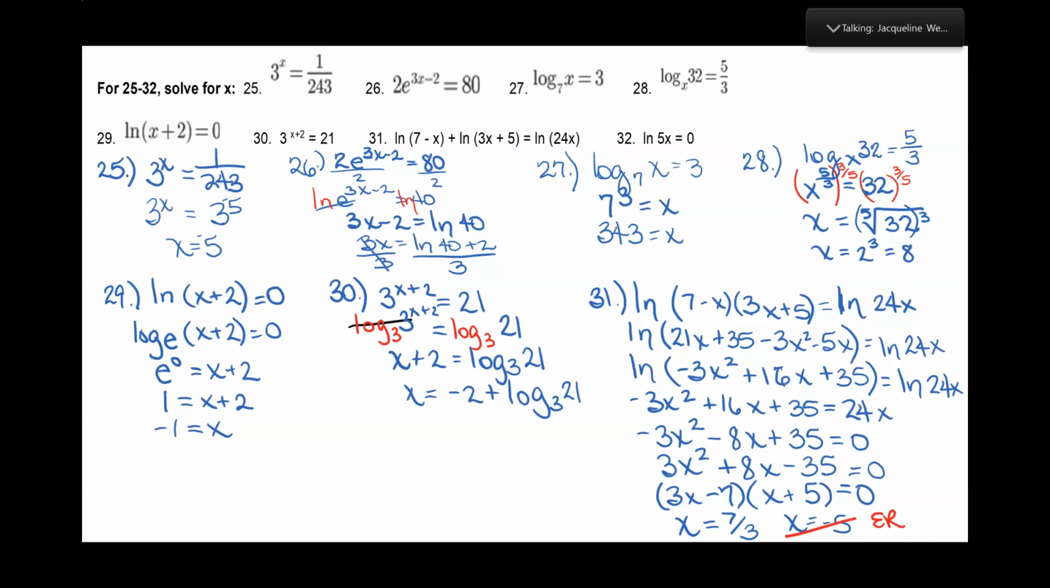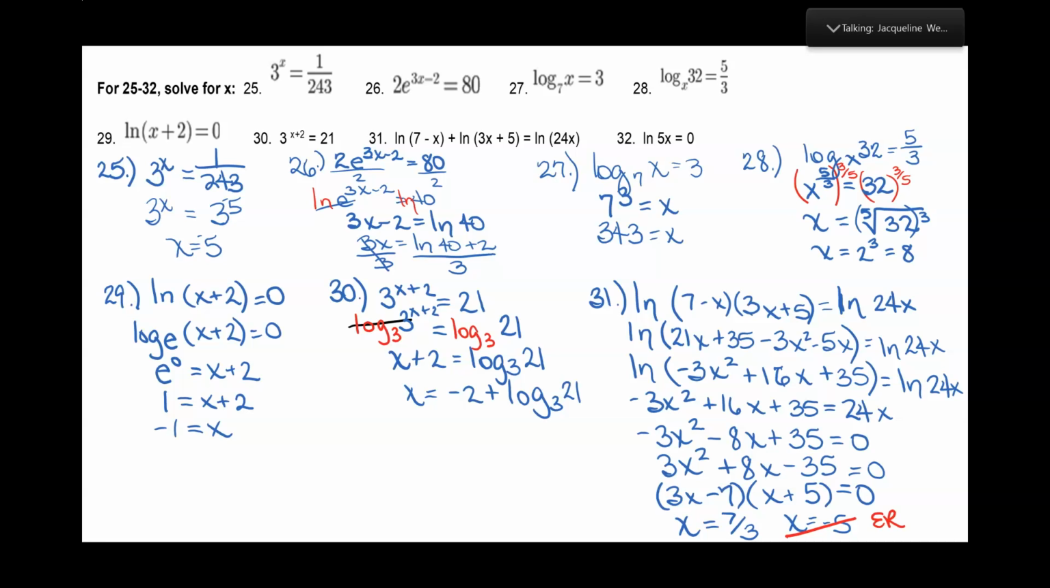Now, remember we talked about you have to check your solutions and make sure that you don't end up taking the log of a negative number. Look at that -5 right there. If I put -5 in over here where it's 24 times -5, that's going to be the natural log of a negative number, right? So I can't take the log of a negative number. So that is an extraneous root. It is not an actual solution. I toss it.